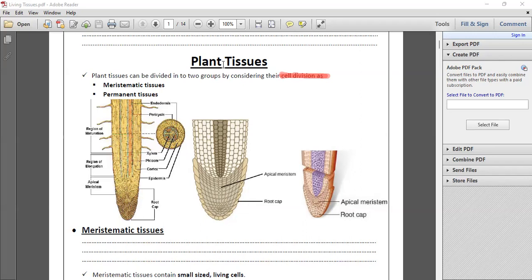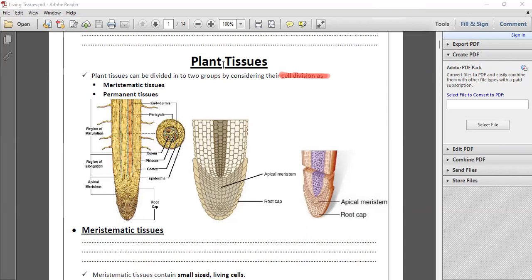You know the tissue is made up of cells. By considering the cell division ability in the cells of this tissue, we divide them into two categories as meristematic tissues and permanent tissues, right?